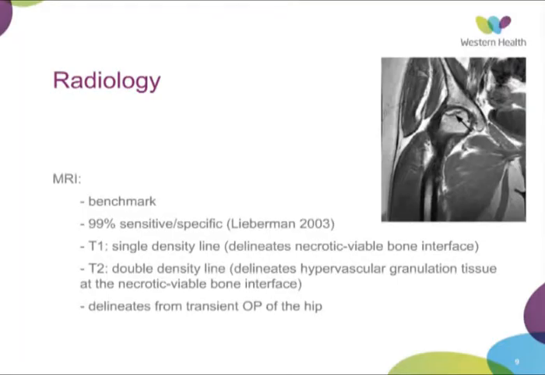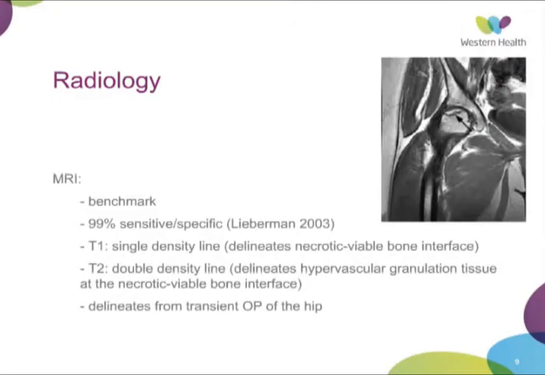This is a T1 weighted film, which shows a single line density, which is the interface between the necrotic bone superiorly and the viable bone, which is inferior. And the hallmark they talk about really is the T2 sequences, where you see a double line density, which delineates your hypervascular granulation tissue and then the necrotic bone interface, so you get two separate lines. This is a question on one of our exams, actually, as a multiple choice question from a recent JOS article.